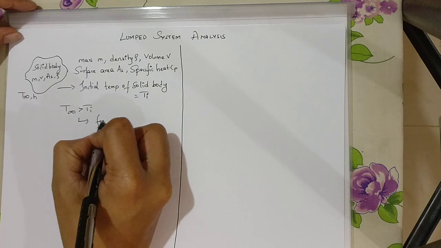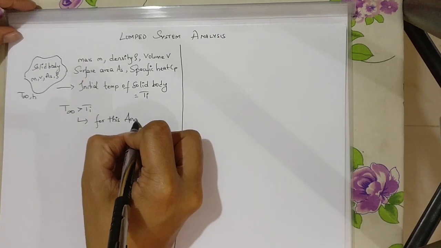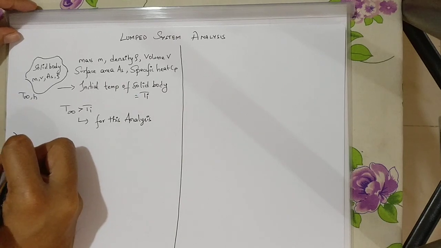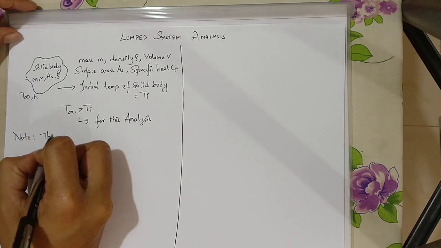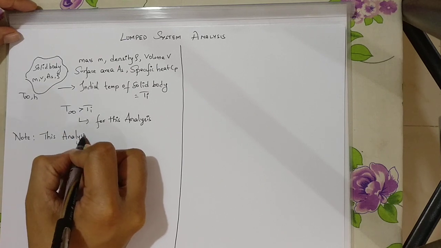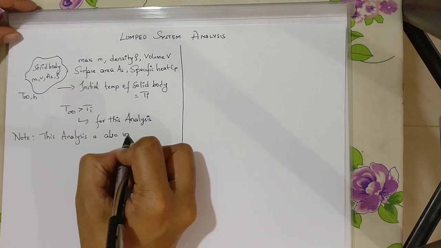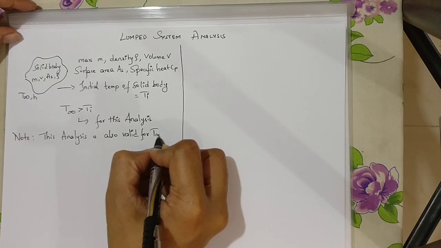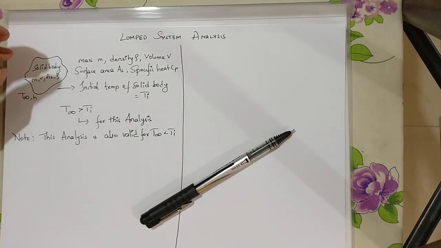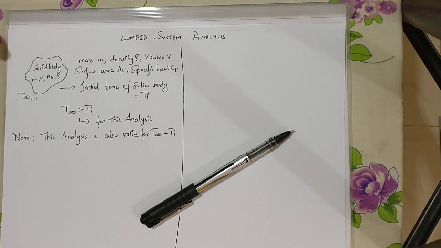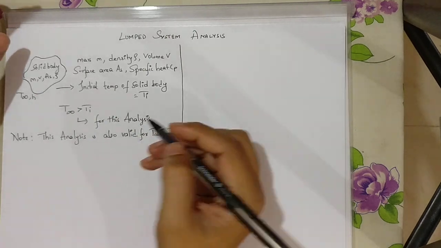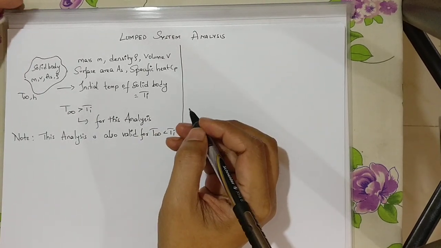So for this analysis, note this analysis is also valid for T infinity less than Ti. That means if you keep the body in a colder environment also, this analysis is valid. But for today's session I will be taking that the body is kept in a hotter environment. So logically, as time progresses, the body gains temperature. But let us find the analytical solution for this.